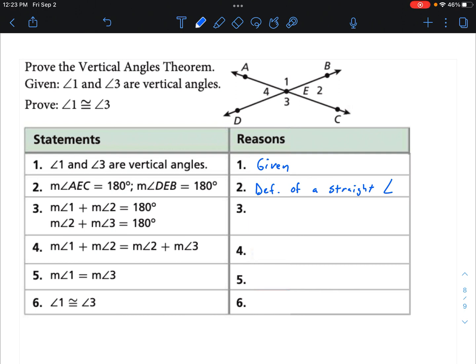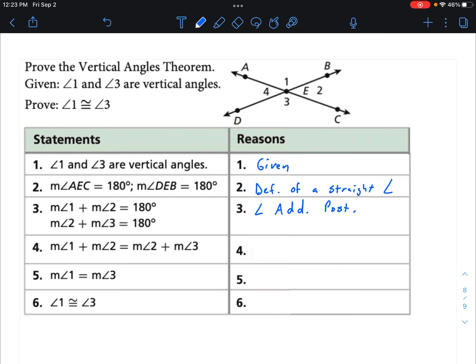Now in step 3, we got to start getting angles 1, 2, 3 involved here, because remember, we're trying to prove angle 1 and 3 are congruent. So they said angle 1 plus angle 2 equaled 180. Angle 2 plus angle 3 equaled 180. What they're doing there is they're doing the angle addition postulate. They're adding 2 smaller angles to get a bigger angle, 180 degrees.